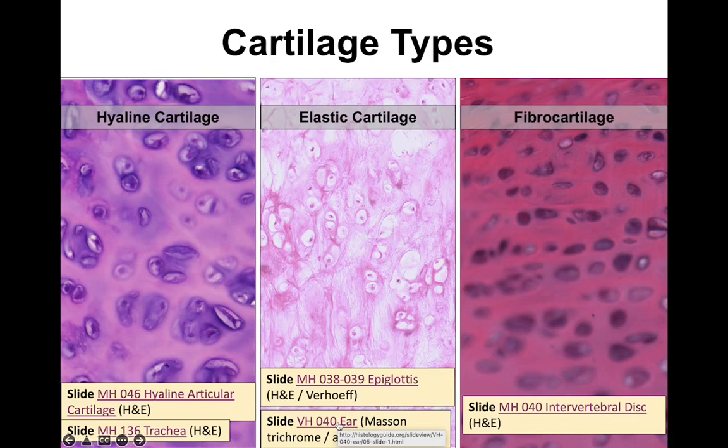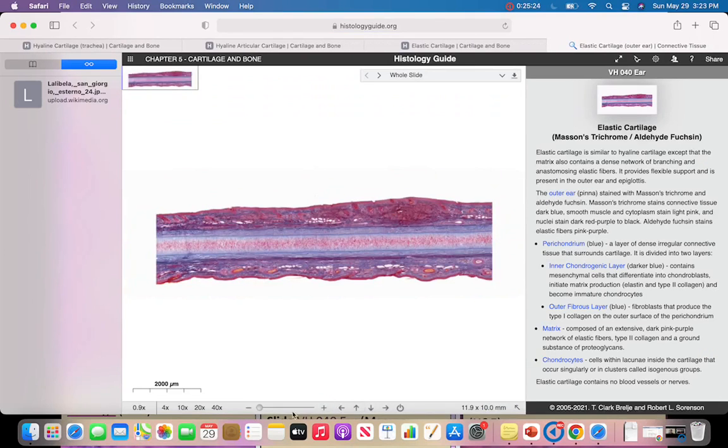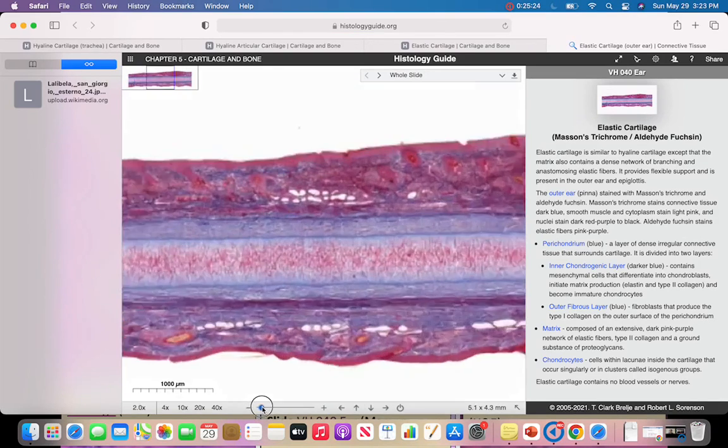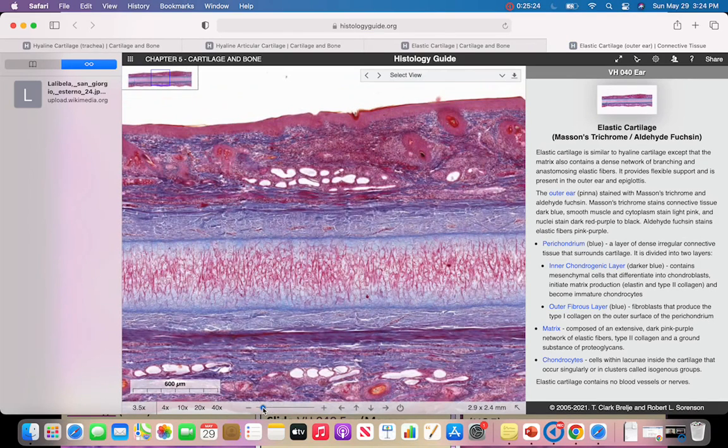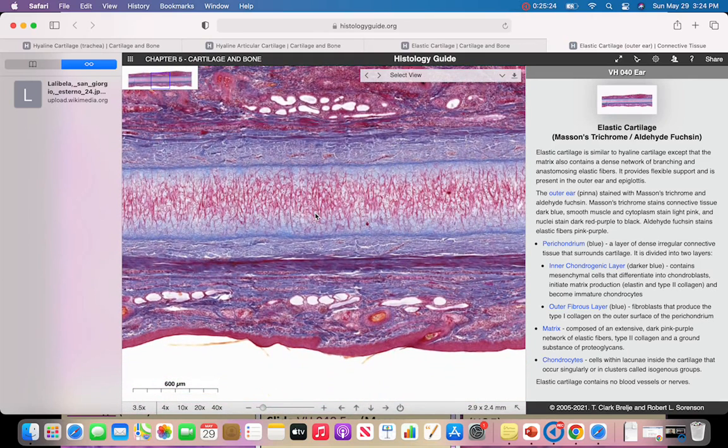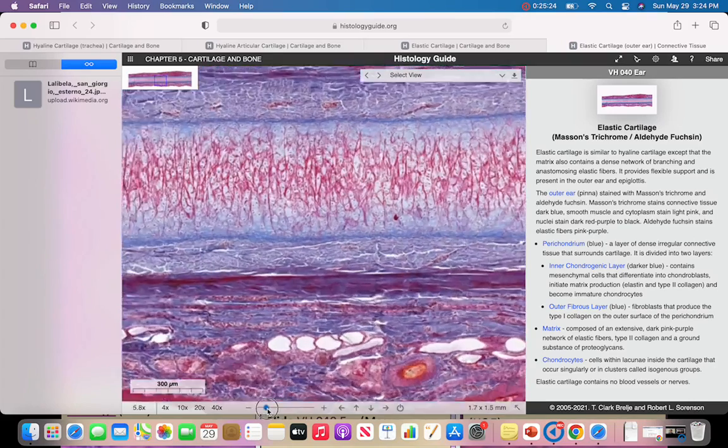The other example of elastic cartilage is the external ear or pinna. So this is the section of external ear or pinna, and this is stained with Masson's trichrome and aldehyde fuchsin. Masson's trichrome mainly stains connective tissues, and the aldehyde fuchsin stains the elastic fibers. So let's zoom in and see.